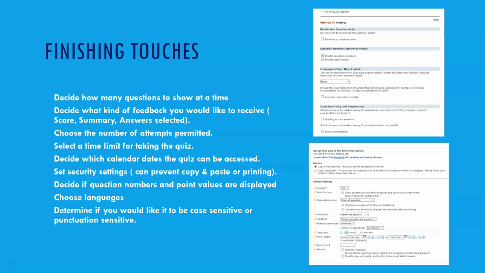There's security settings, which is pretty cool, so you can prevent kids from copying and pasting or printing. I know with everything being online these days, that is a concern, that students are just Googling answers. And then you can decide if the question numbers and points values are displayed. You can choose different languages. And like I already mentioned, determine case sensitive or punctuation sensitive. So there's just so many options when you're creating this quiz. So each quiz that you create can be unique in its own way.